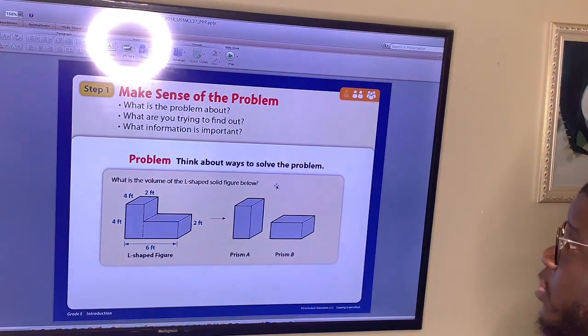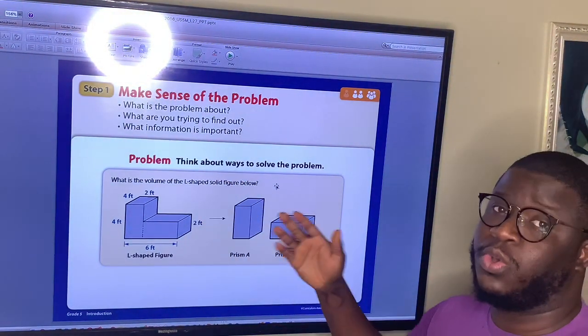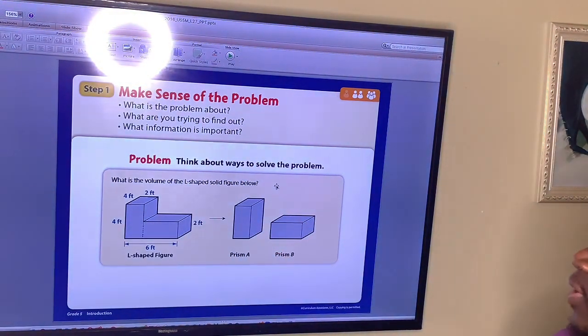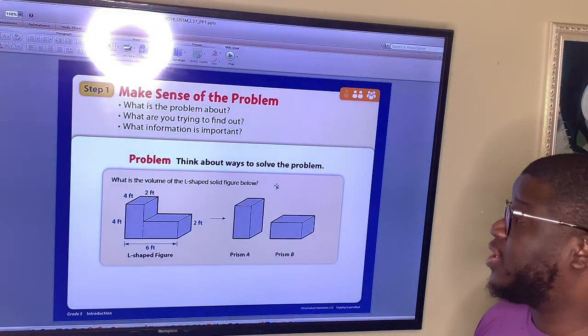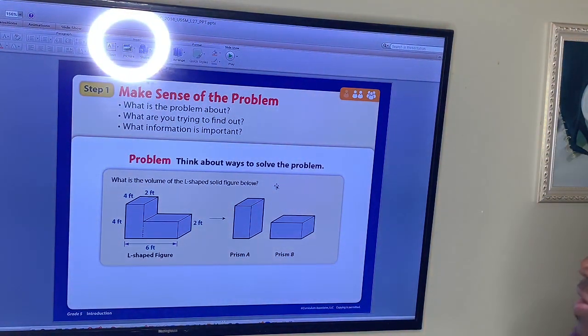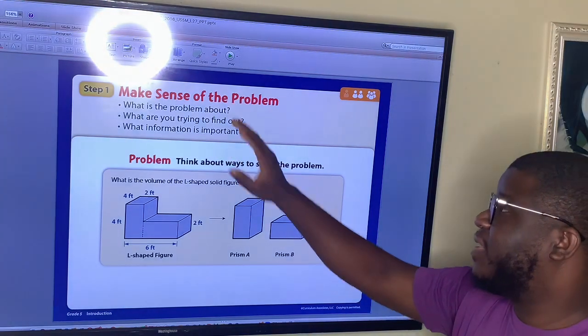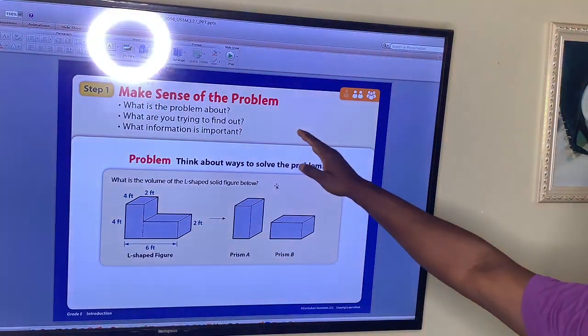What we're going to talk about today, we're going to continue with what we were learning from last week. So this week we're going to be talking about how to find volume of a composite figure. Well, let's look at this problem that's right in front of us.